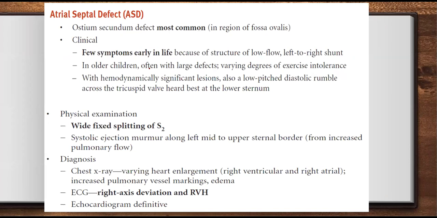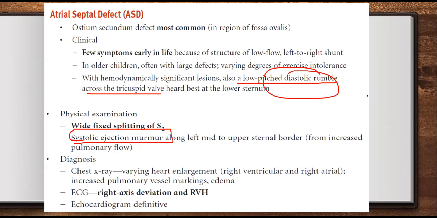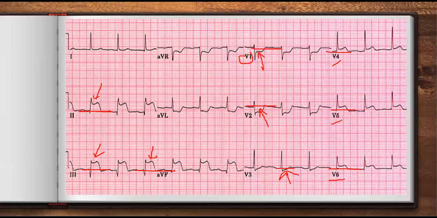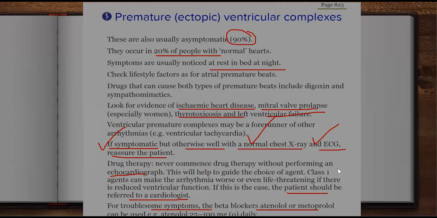Whereas if you look at the ASD, ASD causes diastolic rumble across the tricuspid valve sometimes if it is hemodynamically significant. So it causes diastolic rumble and also it causes systolic ejection murmur. So this is the only septal defect which causes both murmurs, diastolic rumble with an ejection systolic murmur. So that will be your answer in this case. Clear?